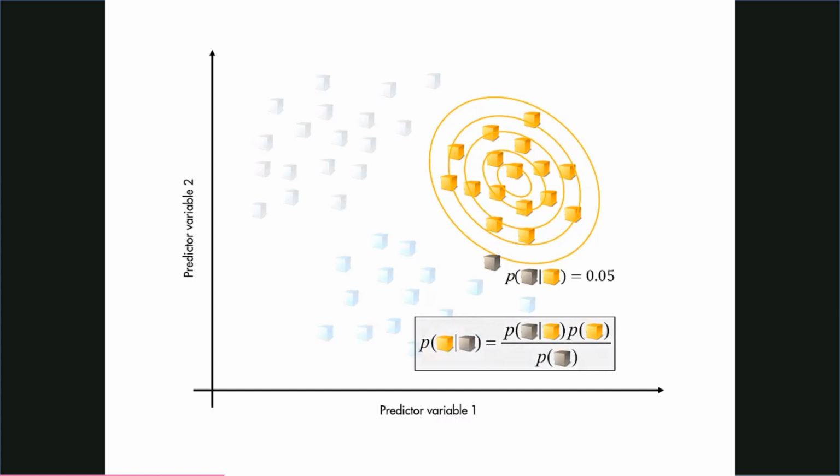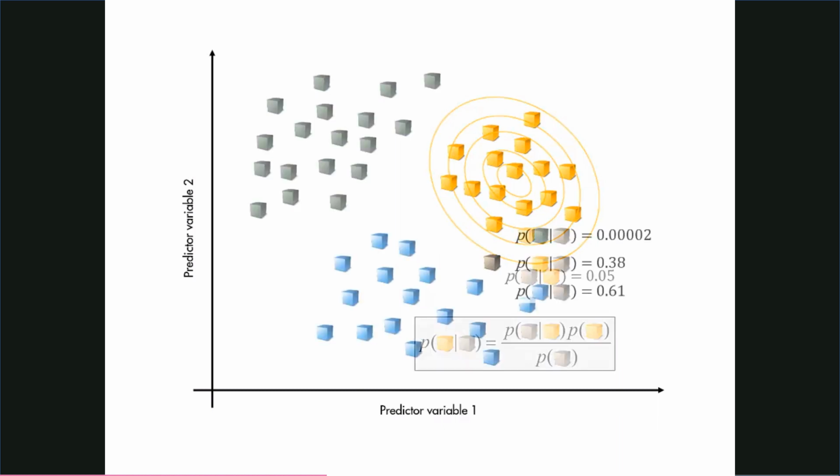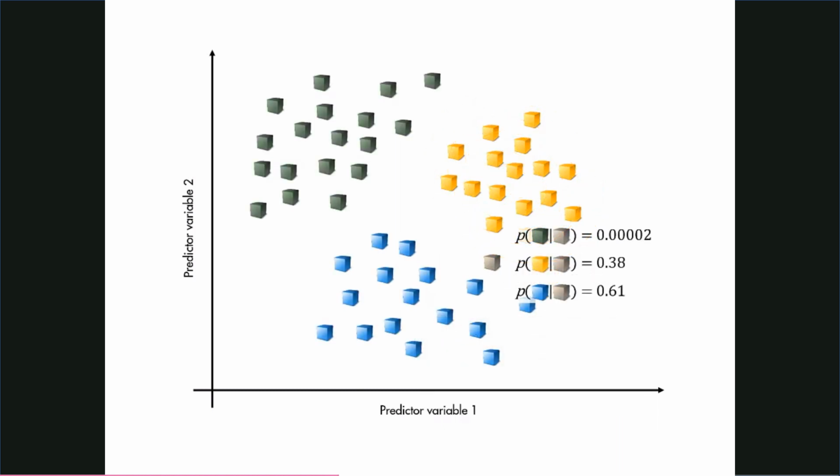Bayes' theorem of conditional probabilities gives a way to reverse this and calculate the probability that the observation comes from the given class. That is, given that this observation is here, what is the probability that it is yellow? We could calculate this probability for each class, then classify the observation according to which class was the most likely. So, how do we determine the probability distributions?